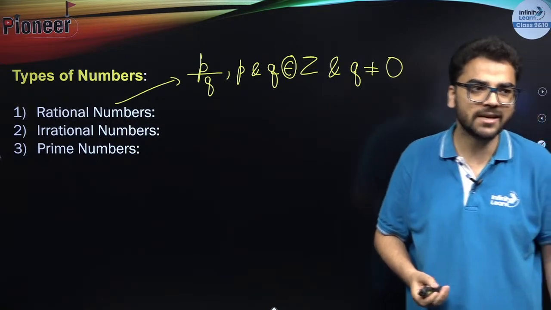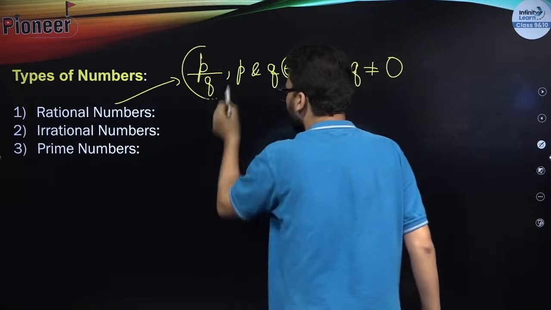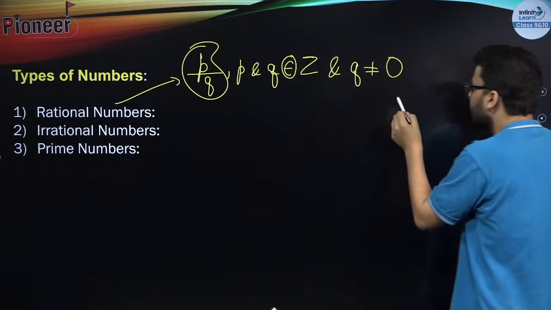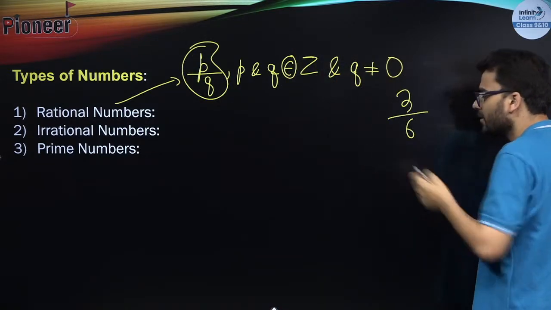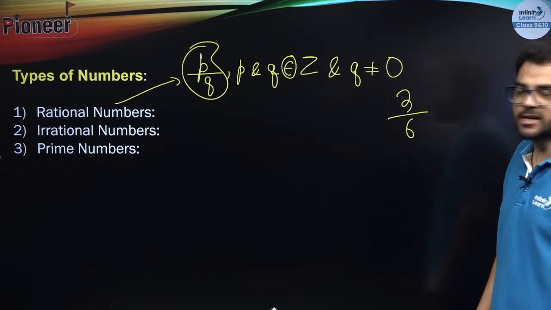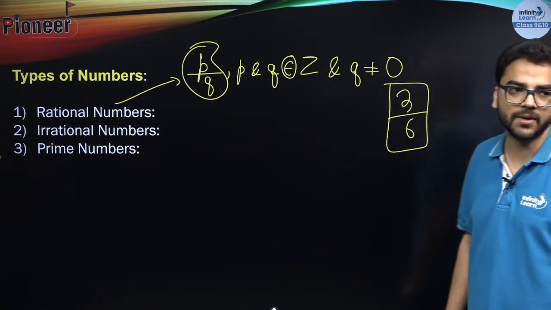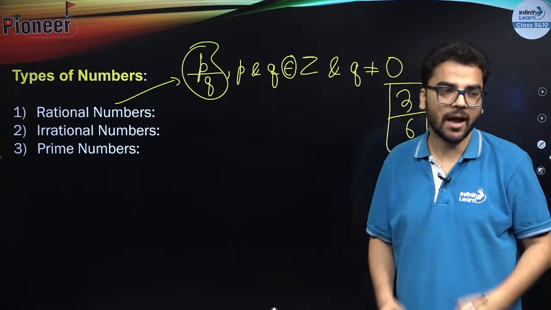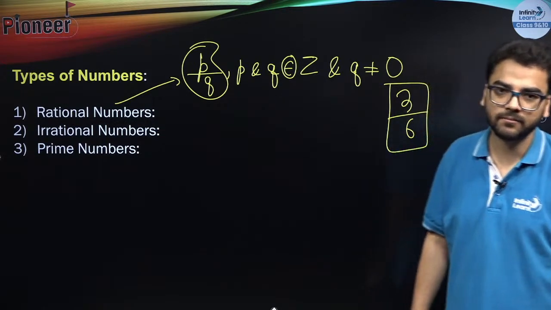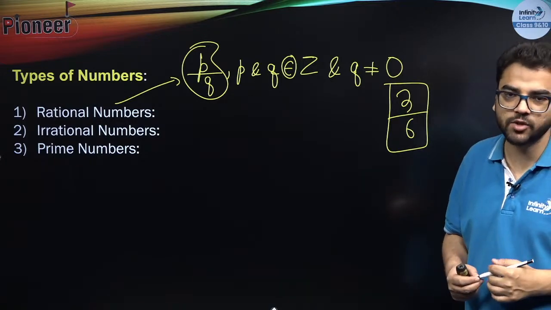That is not compulsory, Saurav. P and Q must be co-primes, that is not compulsory. For example, 3 by 6 is also a rational number. You don't need to simplify it, right? It is not compulsory for the numerator and the denominator to be co-prime numbers. I hope it is clear, Swap. So basically all fractions are rational numbers only.